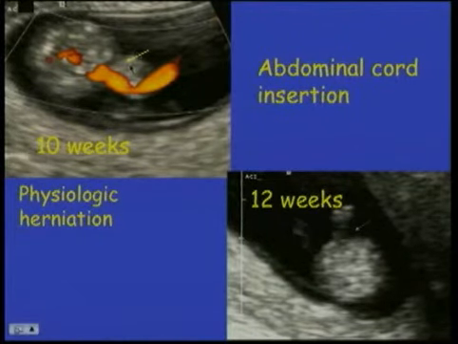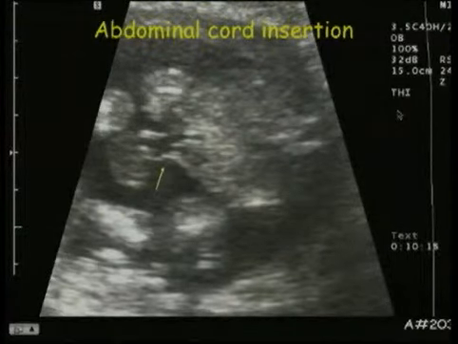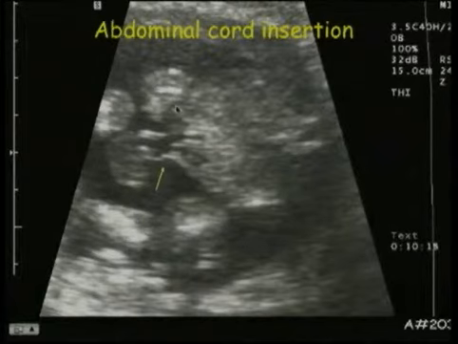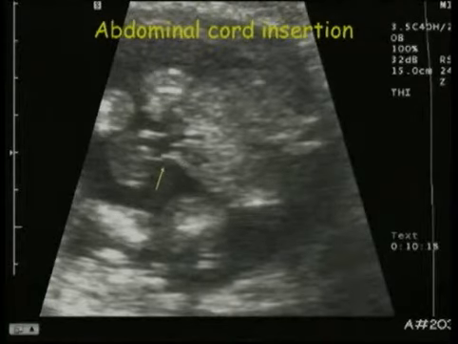At 10 weeks, we can see some bowel that herniates out into the cord. This is normal physiologic herniation. It should be back into the fetal abdomen by the end of the 11th week. So here you can see in the same fetus at 12 weeks, it's back inside the abdomen. So that is normal. A normal cord insertion later on in the second trimester, we should see fluid on both sides of the umbilical cord.